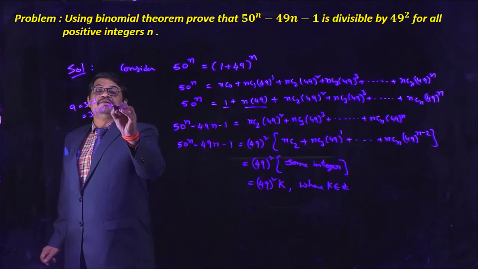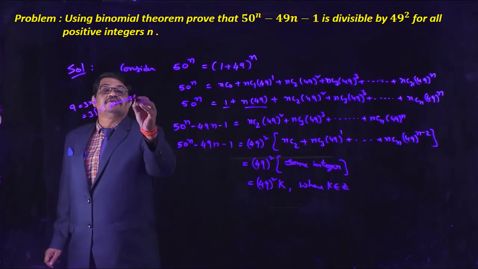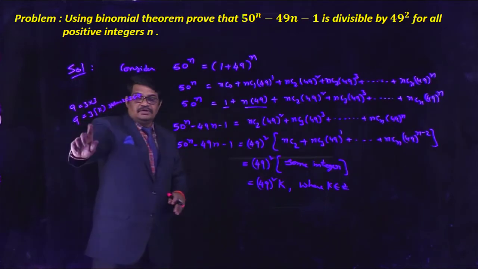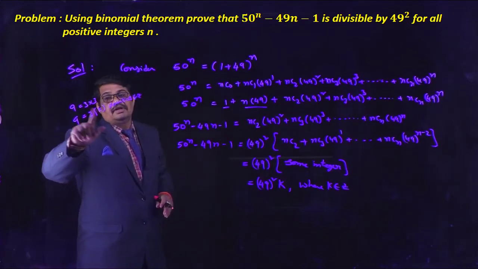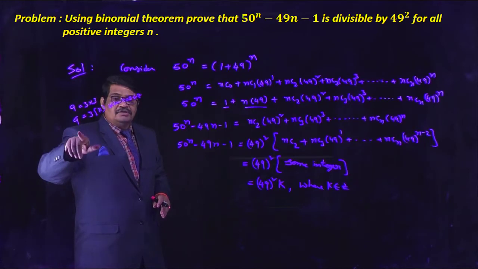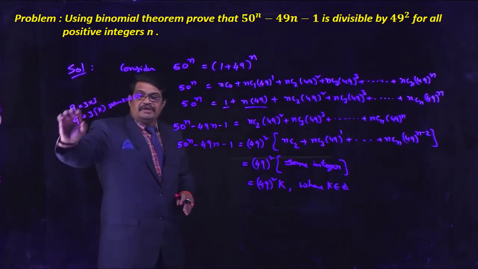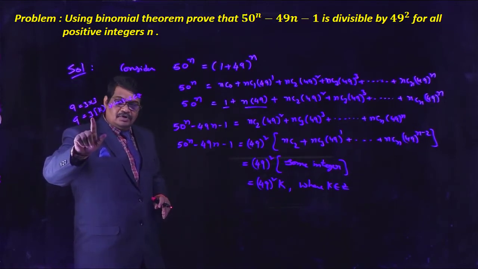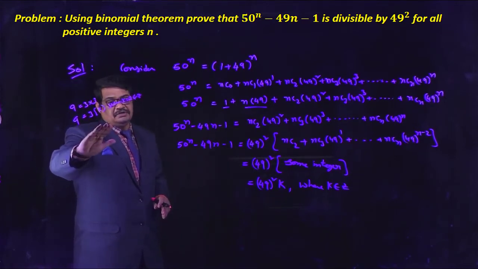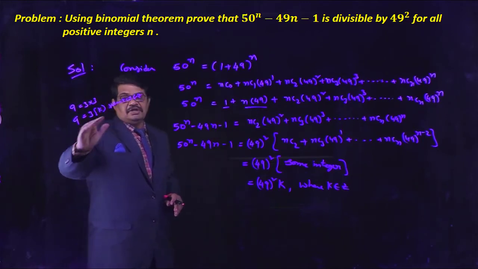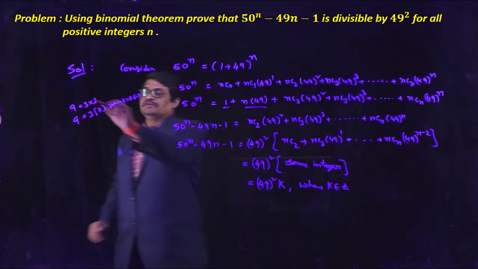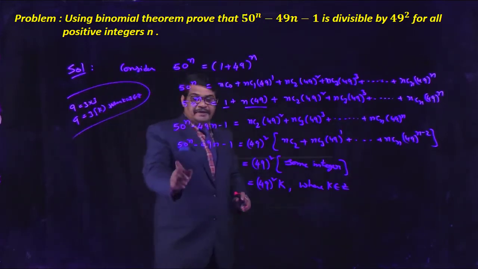Where k is equal to 3, some integer. So 9 can be written as the product of 3 into some integer. Then 9 is divisible by 3. When 9 can be written as the product of 3 into some integer, then 9 is divisible by 3. In the same manner we are writing here for this number.